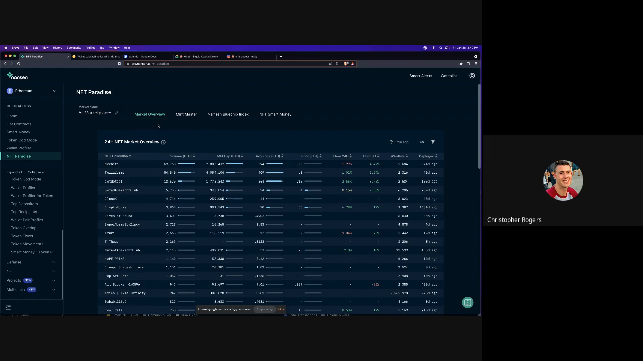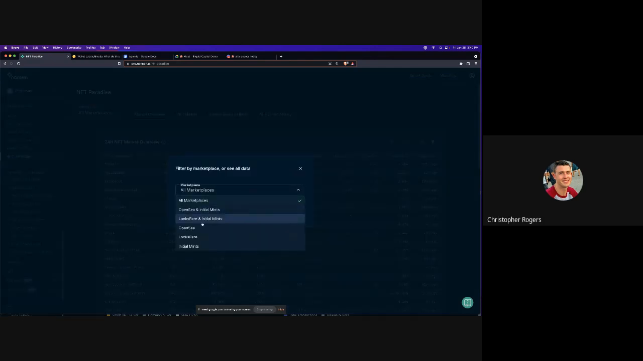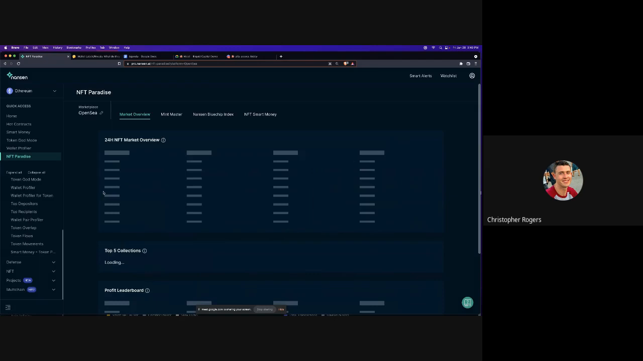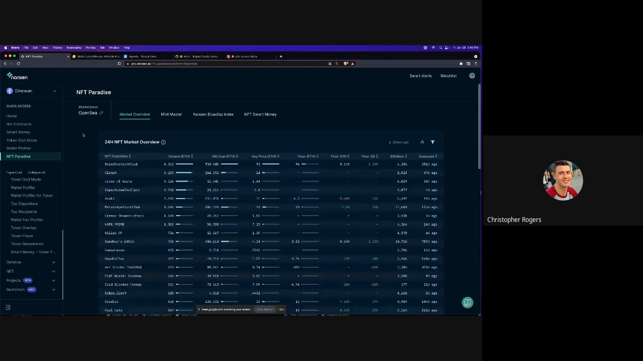Like MeBits, for example, is at the top of this leaderboard. But you'll notice if I change from all marketplaces just to OpenSea, the data will change significantly. So we see the volume for Bored Ape Yacht Club is at the top, as well as Clonex and Lives of Asuna. So this is some really useful information to filter out what's taking place in terms of incentives on marketplaces, and actually understand what the data per marketplace truly is.